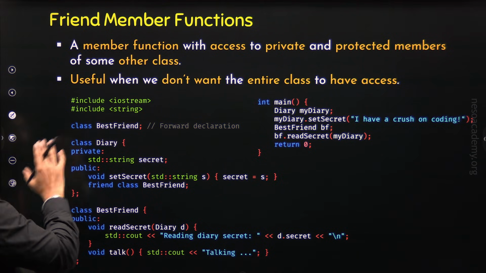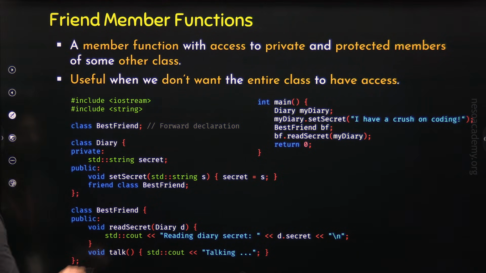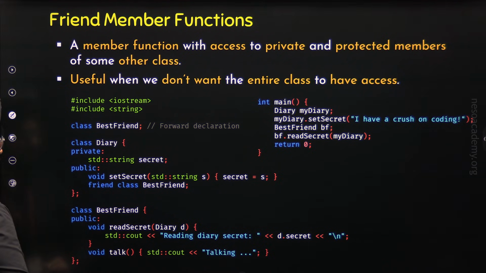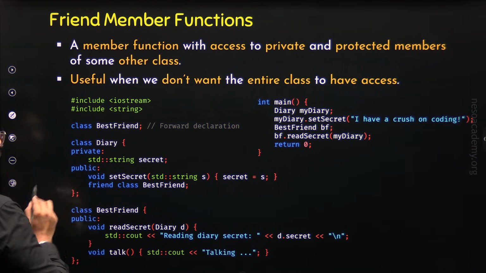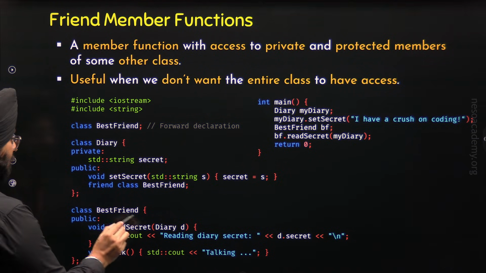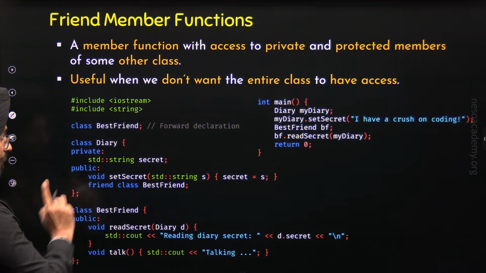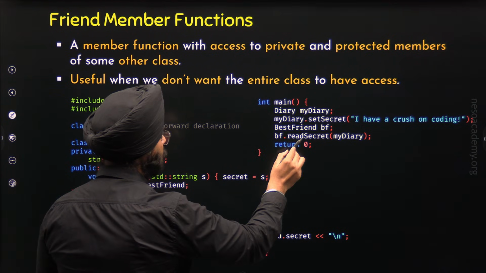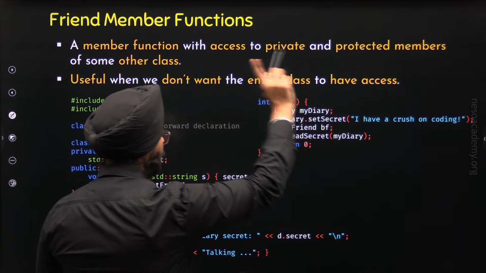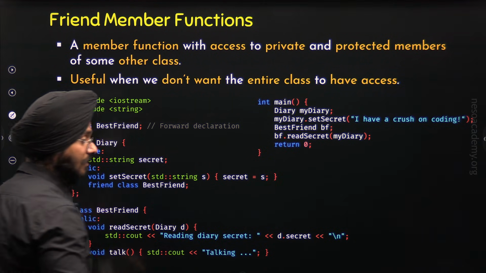This is what we can observe, and this is what we saw in the last lecture as well. And this is possible because this class is defined as the friend class of this class. That is why it can access private and protected members of this class Diary. Therefore, in this member function, we can access the private member secret. Apart from this, inside the main function, I have set the secret message: I have a crush on coding. This is what we have done before. And through readSecret, we have read the secret message as well.